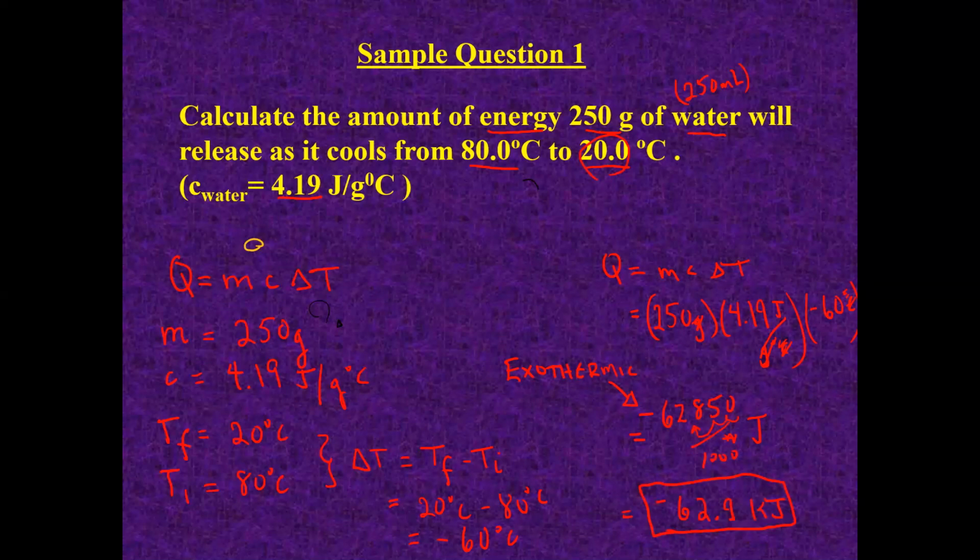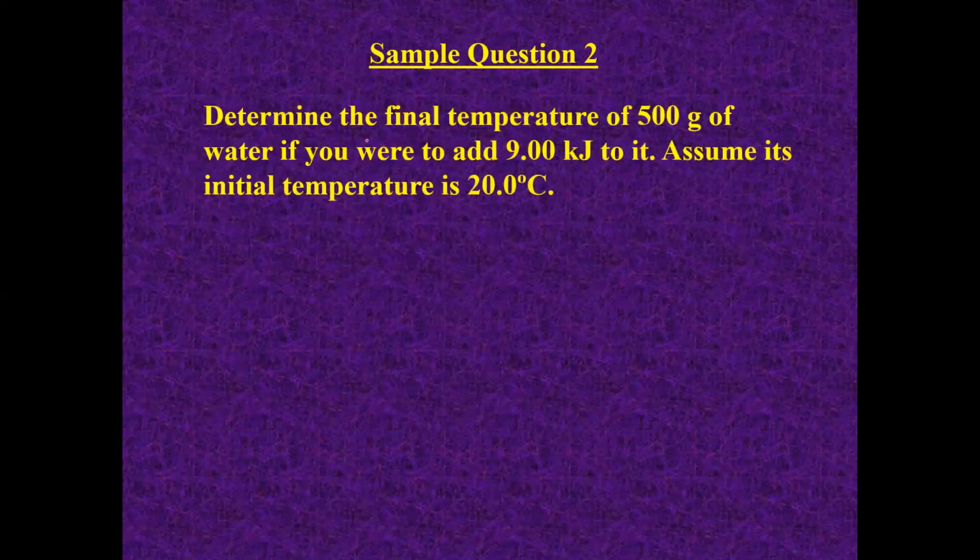Okay, let's try another question. Sample question number 2. Determine the final temperature of 500 grams of water if you were to add my heat, the symbol for heat is Q, 9,000, and I've got to convert this into joules. My specific heat is 4.19 joules per gram degrees Celsius, and my initial temperature is 20 degrees Celsius.